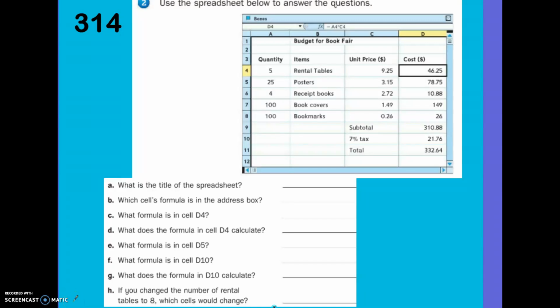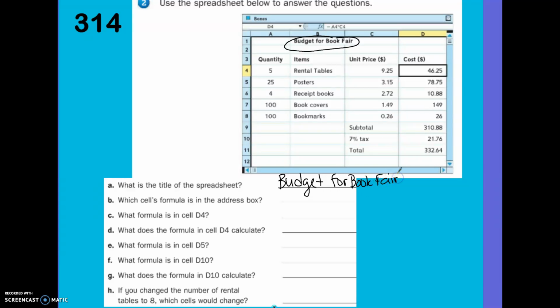All right, so today we're going to do a quick recap of lesson 3. I'm on page 314 in your math journal. It says use the spreadsheet below to answer the question. So for A, it says the title of the spreadsheet. I see right here the title of the spreadsheet is budget for book fair. So you can put that in for A, budget for book fair.